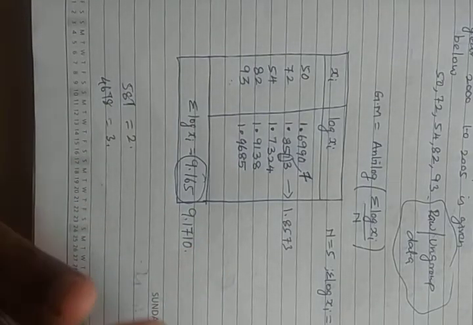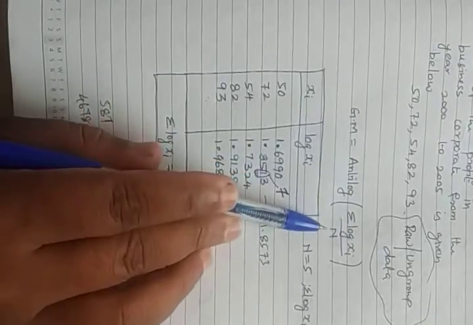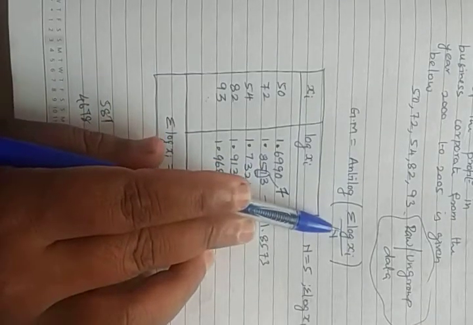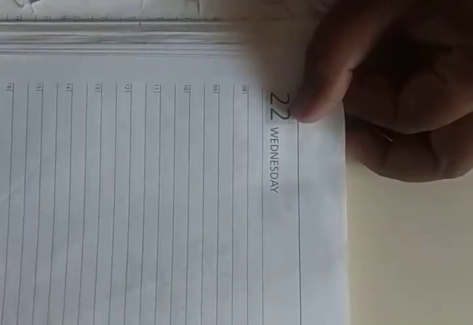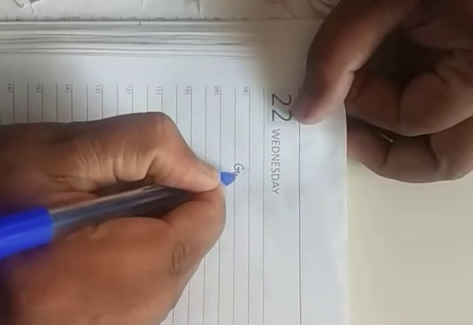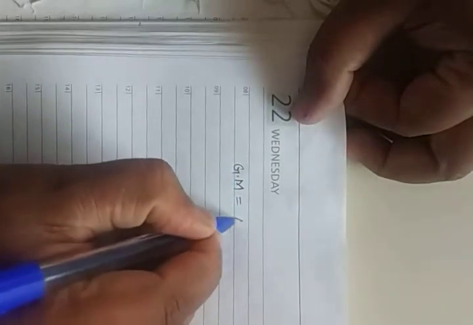So we got the value of everything. We know what's the value of n, we know what's the value of log xi. So now we need to substitute in formula, we need to calculate. Let's calculate. Now you can see geometrical mean formula. What's the geometrical formula?